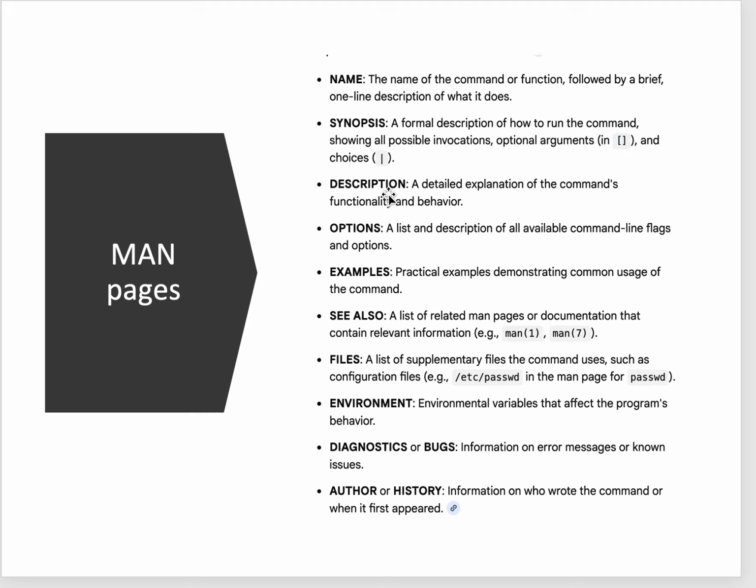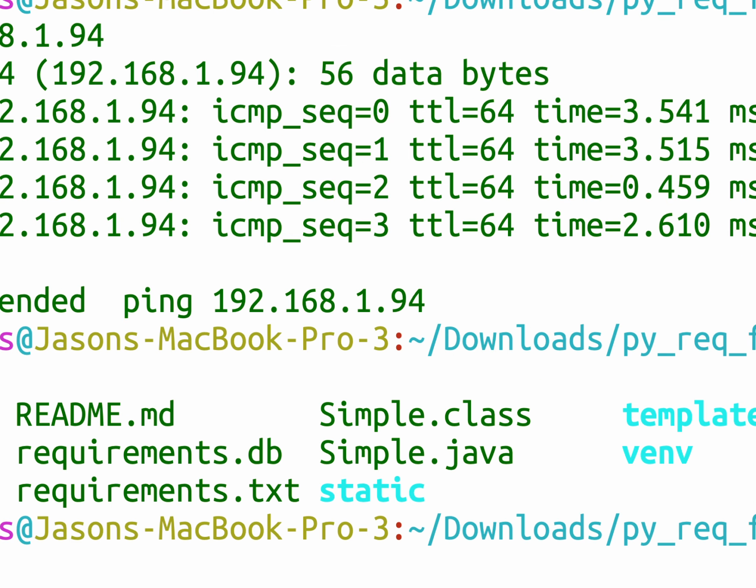And then we have the detailed description, and here's another key part of a typical man page: the options. An option is a command line tick, if you will, or flag.